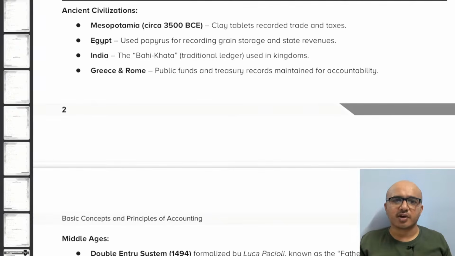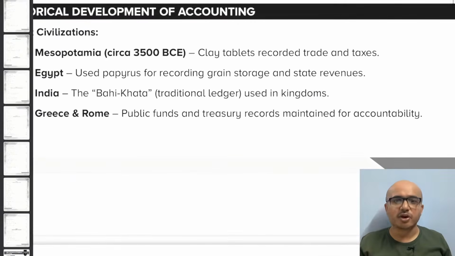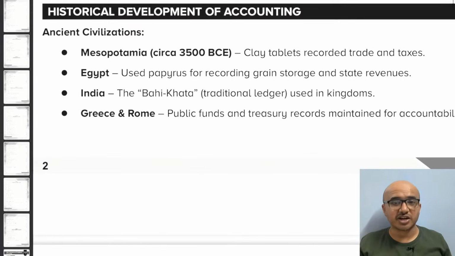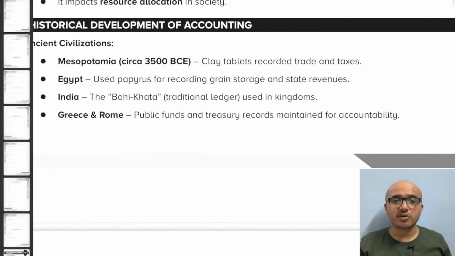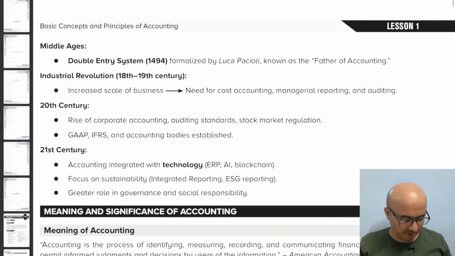Mesopotamia, okay, they recorded on tablets, stone tablets, of course. Egypt used papyrus, mostly paper, for recording grain storage and state revenues. India, the Bahi Katta, a traditional ledger used in kingdoms. Greece and Rome, public funds and treasury records maintained for accountability.